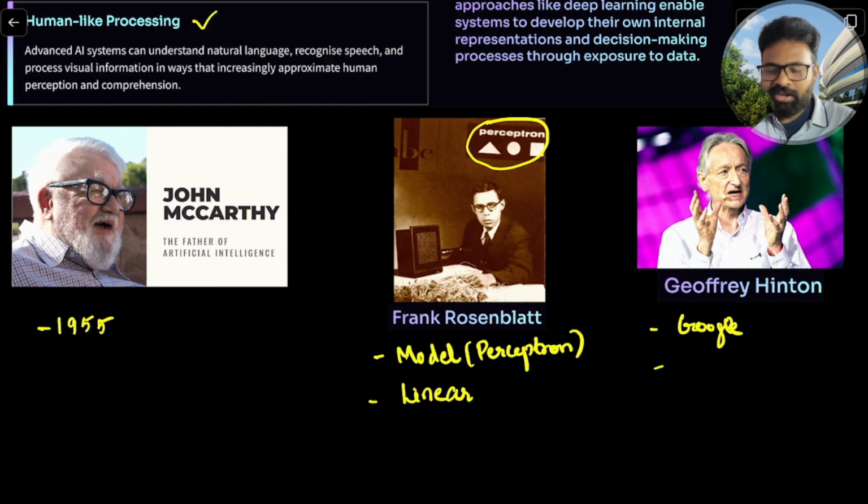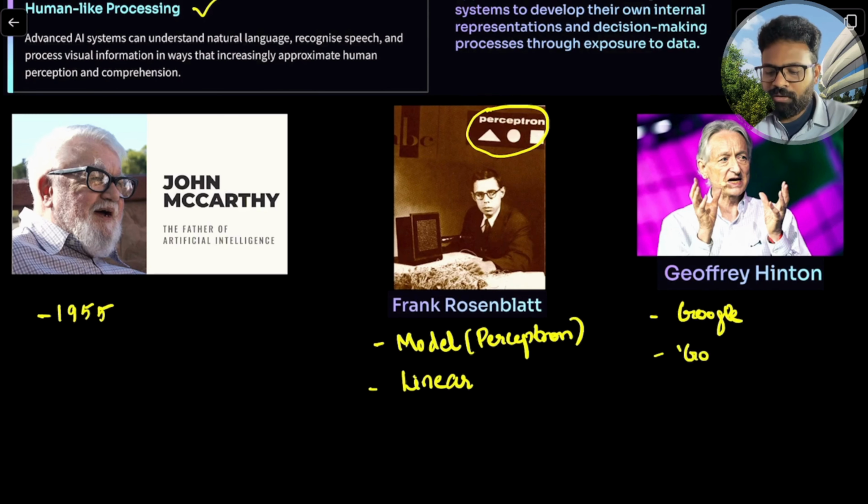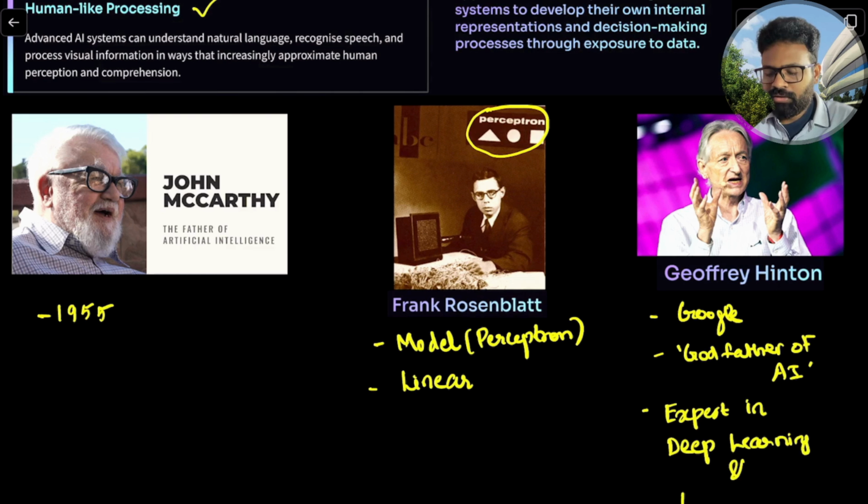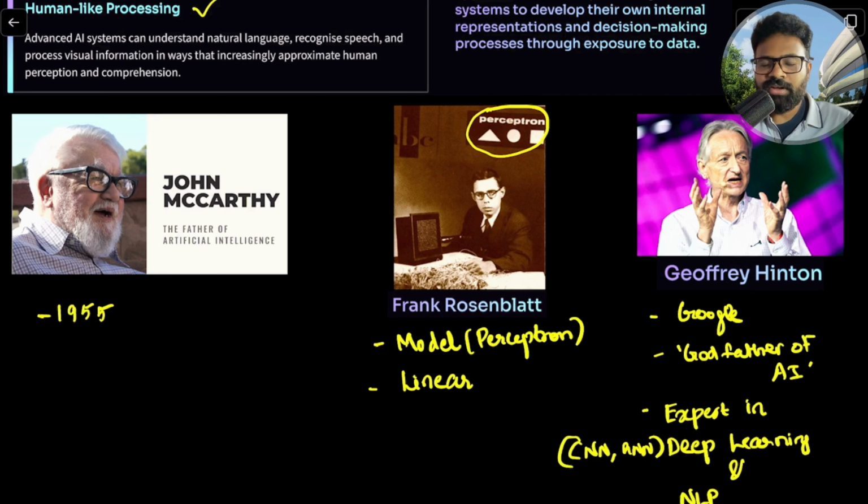So what does he handle or what does he do? He is called the current godfather of AI, the contemporary godfather of AI, because he was the expert in developing deep learning and natural language processing. Deep learning is where you're going to use CNN, RNN, and so on, which we will be covering in future. CNN is nothing but convolutional neural networks, and RNN is recurrent neural networks. These are all used in real-life use case scenarios.